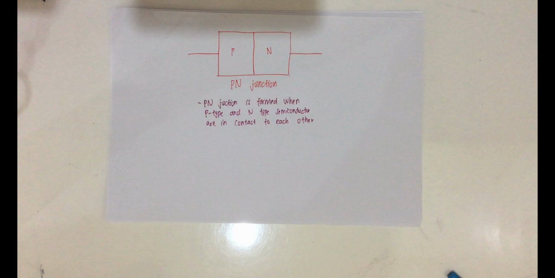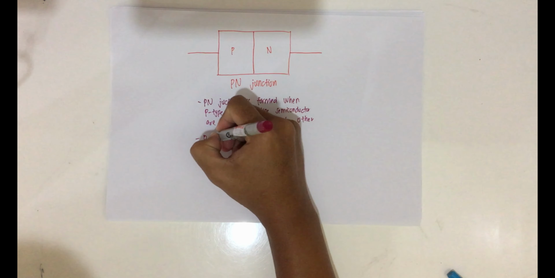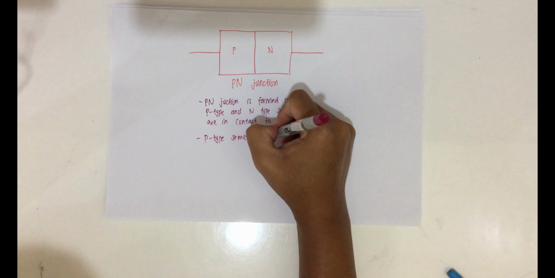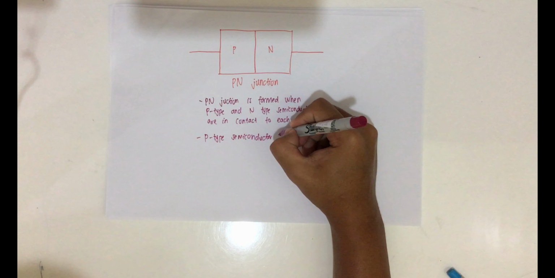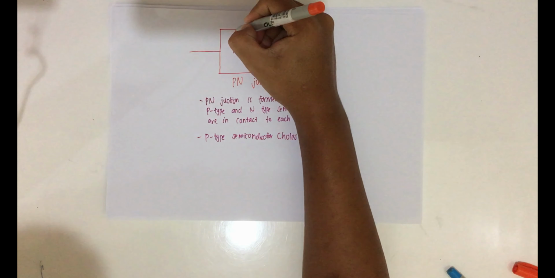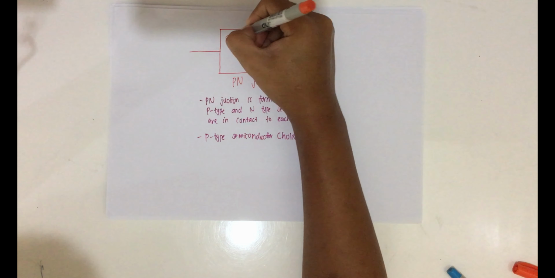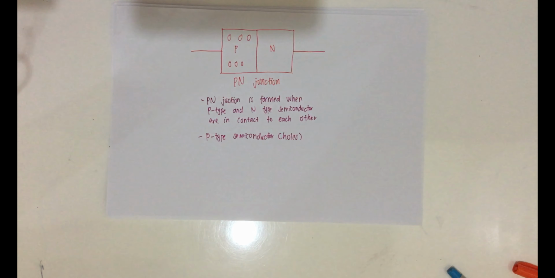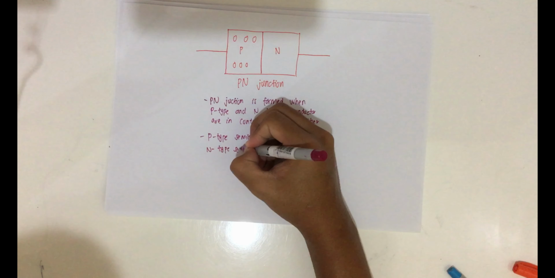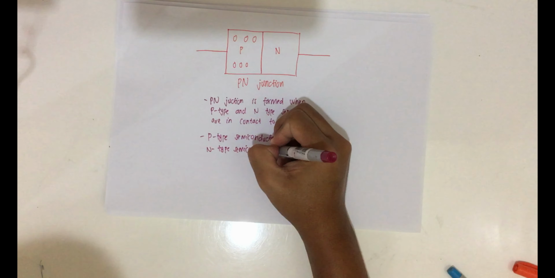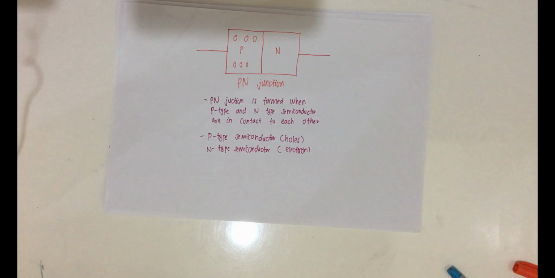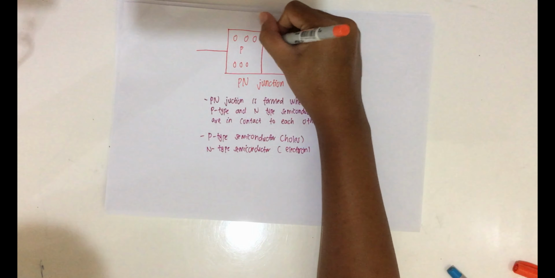Next, as we know, in P-type semiconductor, the majority carrier is holes. So here in P side, it is rich with holes. While in N-type semiconductor, the majority carrier is electrons. So in N side, it is rich with electrons.